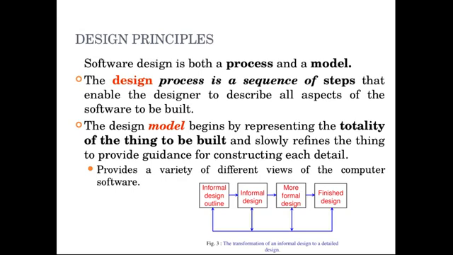The design model is the equivalent of an architect's plan for a house. It begins by representing the totality of the thing to be built, for example a three-dimensional rendering of the house, and slowly refines the thing to provide guidance for constructing each detail, for example the plumbing layout and the electrical layout. Similarly, the design model that is created for software provides a variety of different views of computer software. The basic design principles enable the software engineer to navigate the design process.